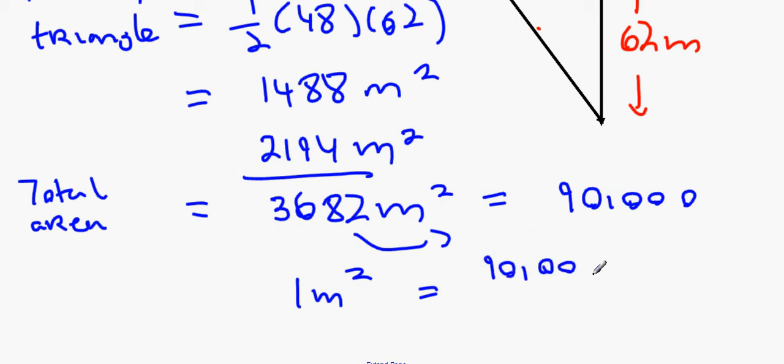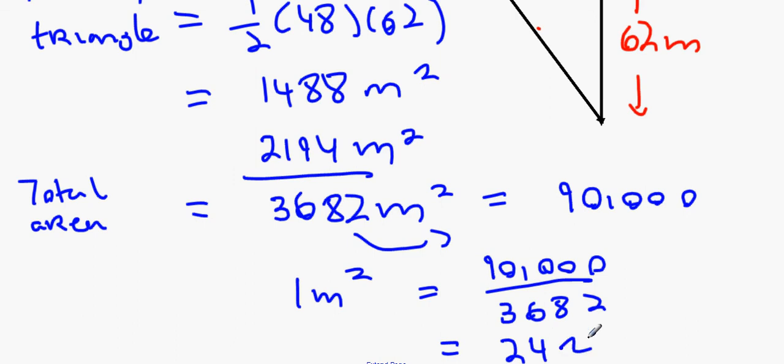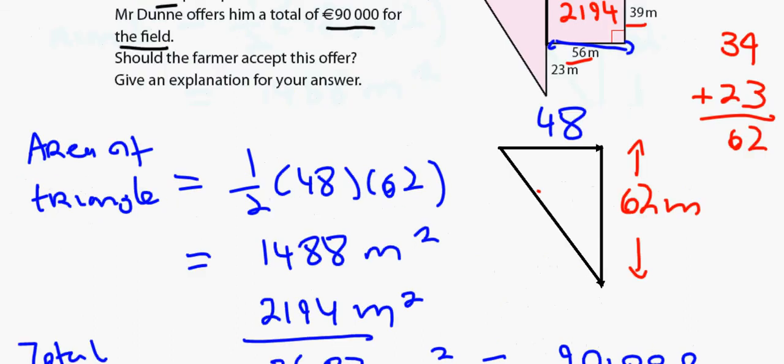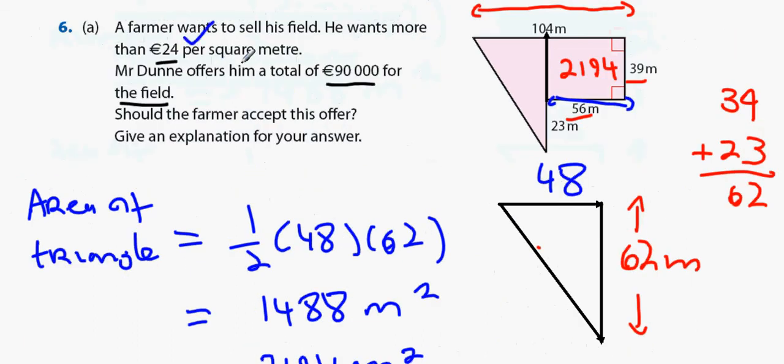And what's happening is 90,000 divided by the answer there. And he's going to get 24.44 euro per meter squared. So this is more than he wanted. So he should accept the offer, okay? Because it's a bigger number than he wanted. So let's find out.